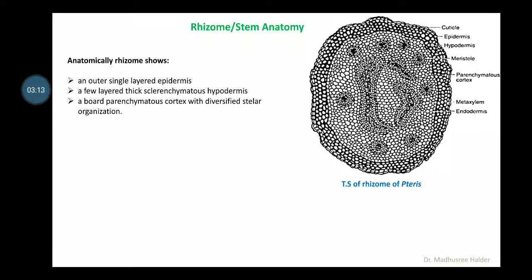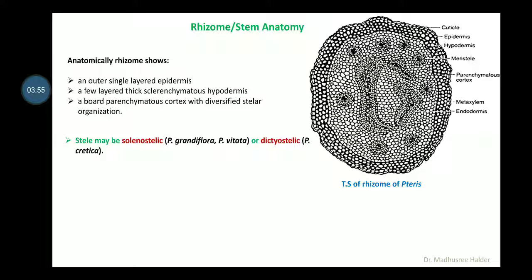That is the transverse section of rhizome of Pteris that shows the outer epidermis that is cutinized, or cuticle is present on the outer surface of epidermis. Next to the epidermis there is a hypodermis, and then the parenchymatous cortex, and in the cortex region there are many stellar organizations. The stele is very much diversified because different kinds of stele are found in Pteris. Some may be solenostelic. In case of Pteris grandiflora and Pteris vittata, it is solenostelic.